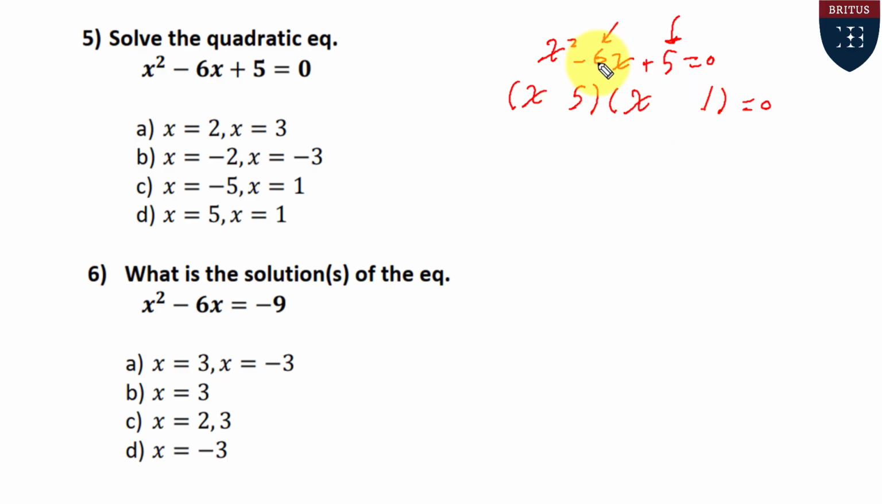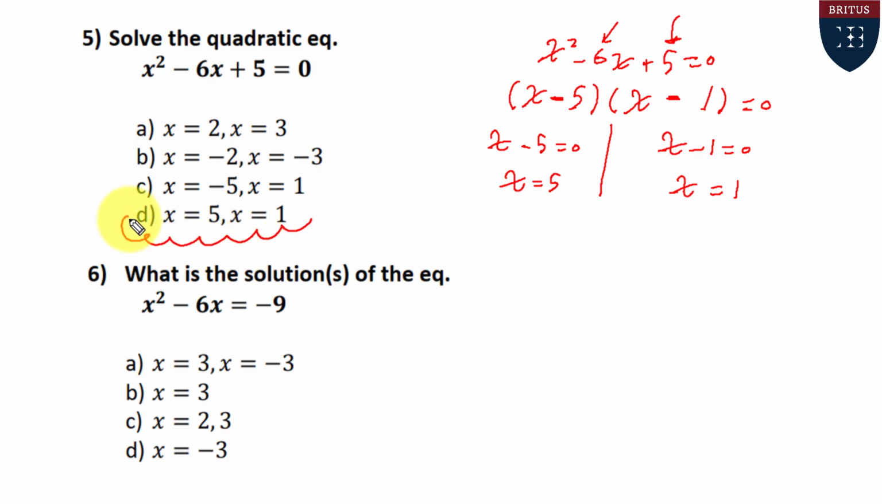What about the sign? The last term is positive, so the two numbers have the same sign as the middle term. So I get negative 5 and negative 1. Now x minus 5 times x minus 1 equals 0. We can say that x minus 5 equals 0 and x minus 1 equals 0. Now we can deduce that x equals 5 or x equals 1. Now the solution is x equals 5 and x equals 1.